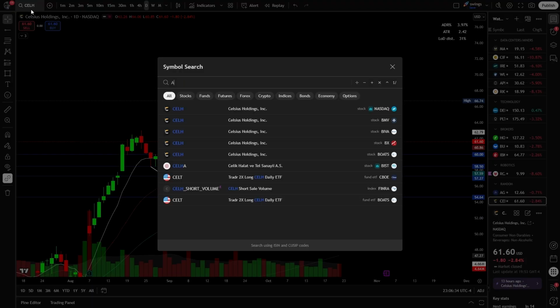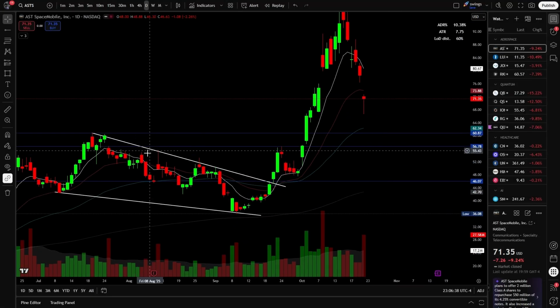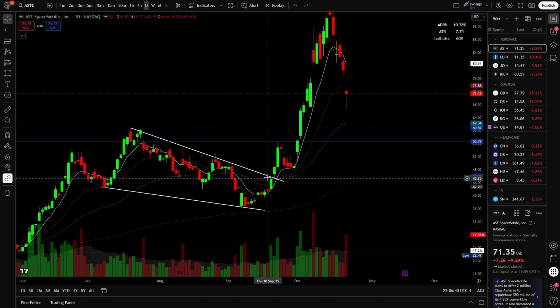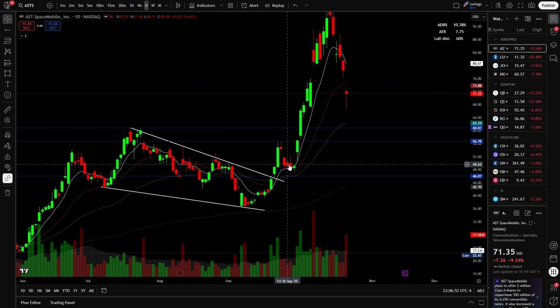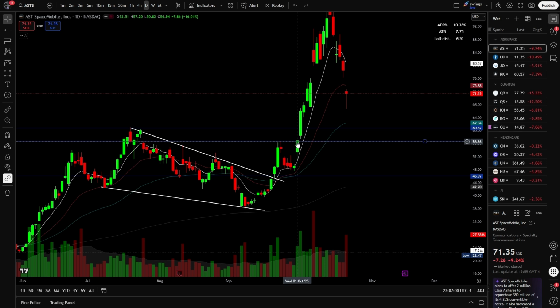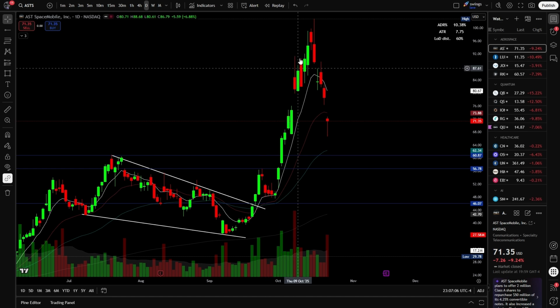Okay, another great example that I also had is going to be ASTS. Look at this. Very similar setup to Celsius. Wedge pop, got in off a 15-minute close above the previous day's high right here. Trimmed on this day. Continued to hold my full position. Why? Because it didn't close below the 8-day moving average here. Even right here, still technically closed above. Then a huge bounce off of it. And then another huge day up. I trimmed. And look at this, guys.